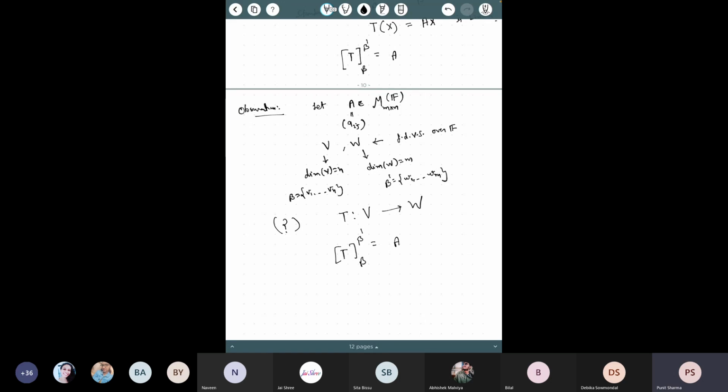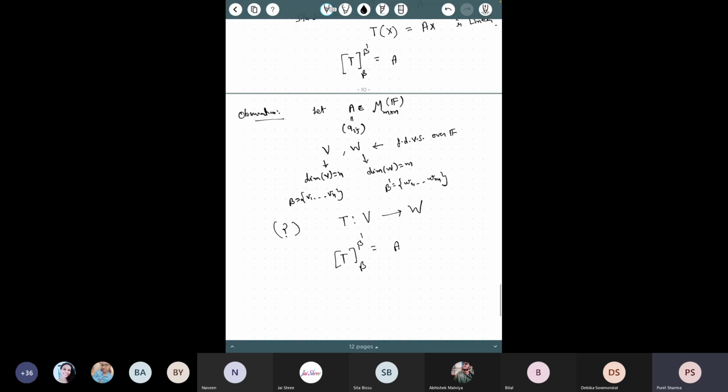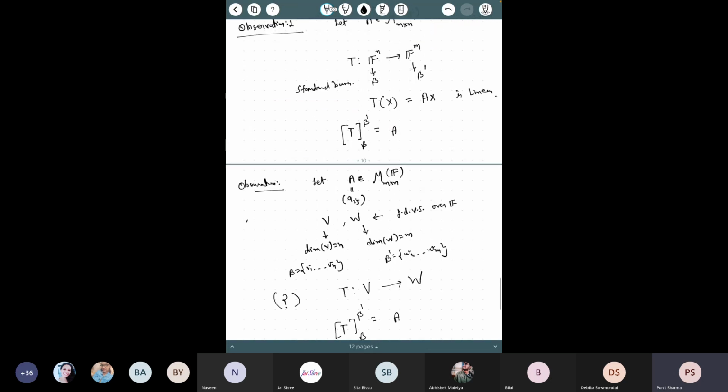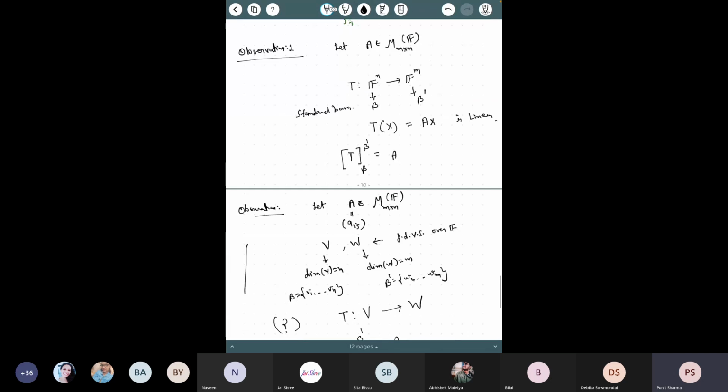So it is actually the same question, but in general, instead of Fn and Fm, I have replaced them with V and W. Instead of the standard basis, I have taken any two bases. Now the question is the same. Can you still do that? And the answer?